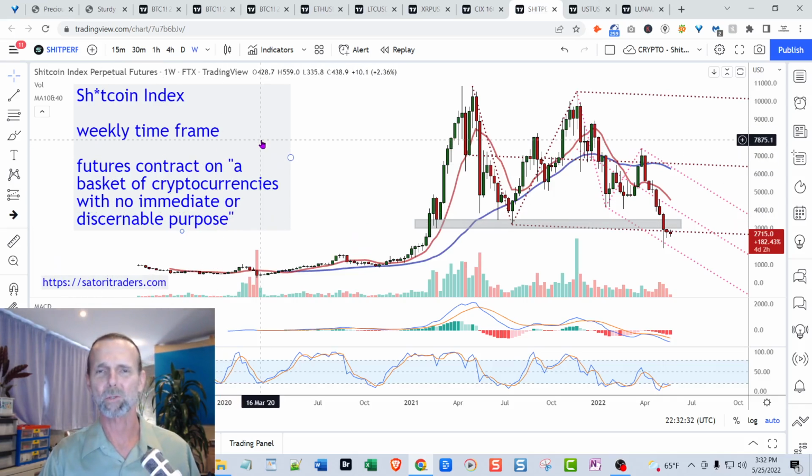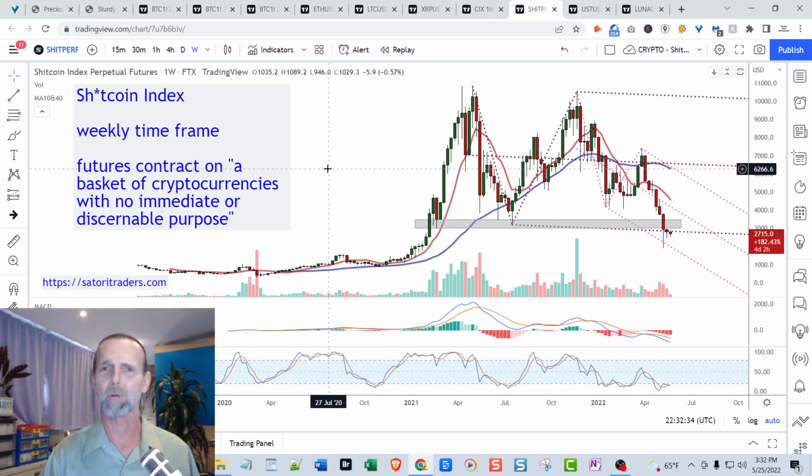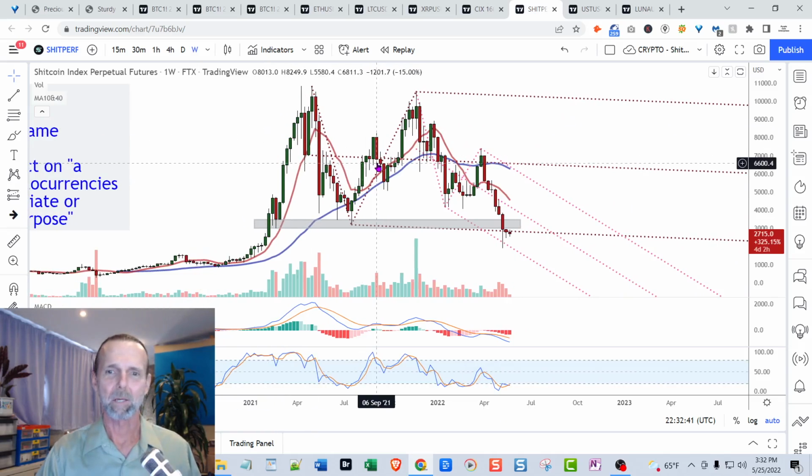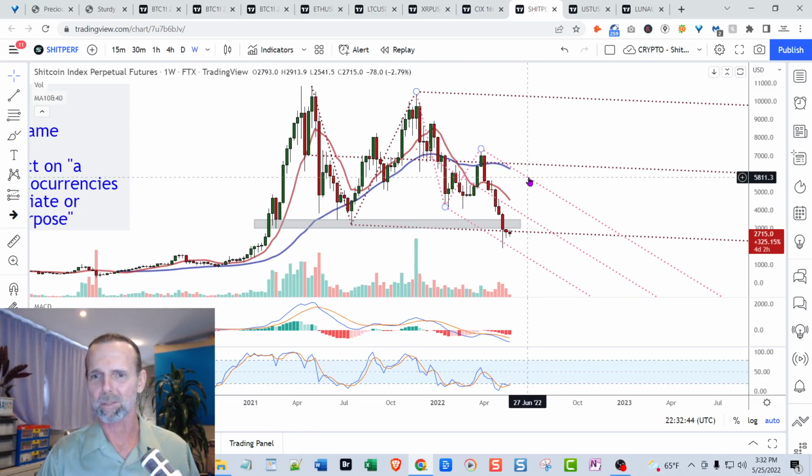So this is a futures contract on a basket of garbage. Okay, whatever floats your boat. So technical analysis. In the short term, again, we're looking at a weekly time frame.